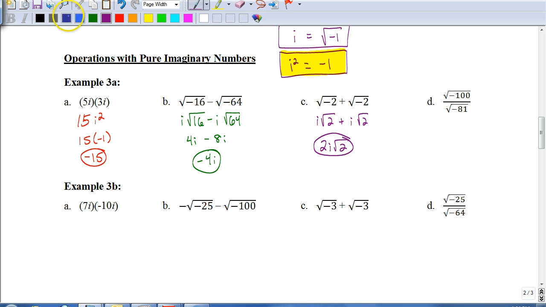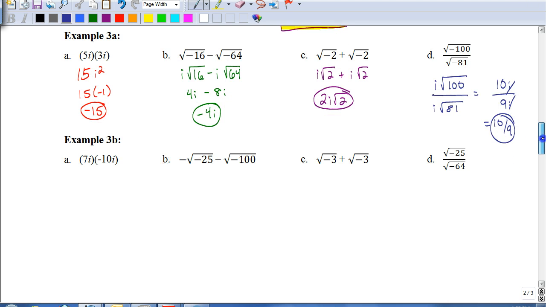Now let's look at this last one. This last one involves division. So again, we can't do anything with the square root of a negative number, so I take out an i. So it's i square root of 100 divided by i square root of 81. Square root of 100 is 10, so this will be 10i. Square root of 81 is 9, so it'll be 9i. And I can cancel out my i's, so I'm left with 10 ninths.